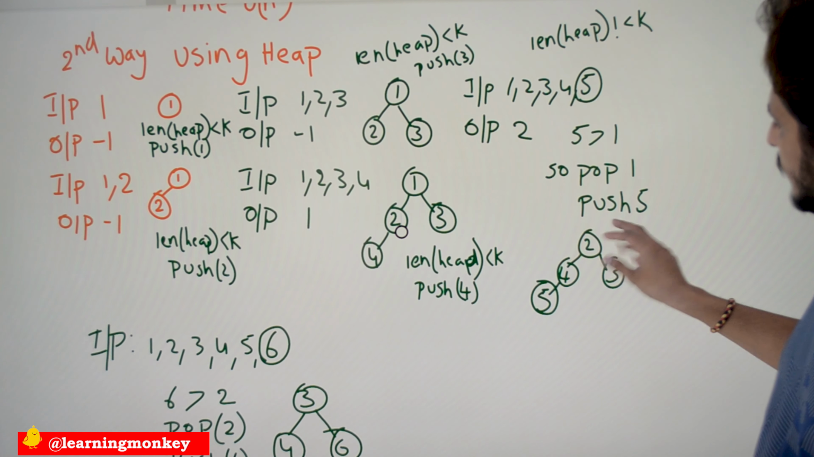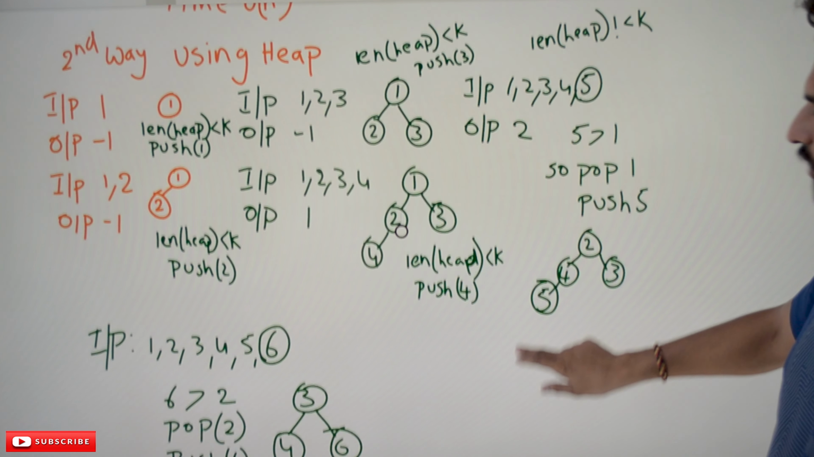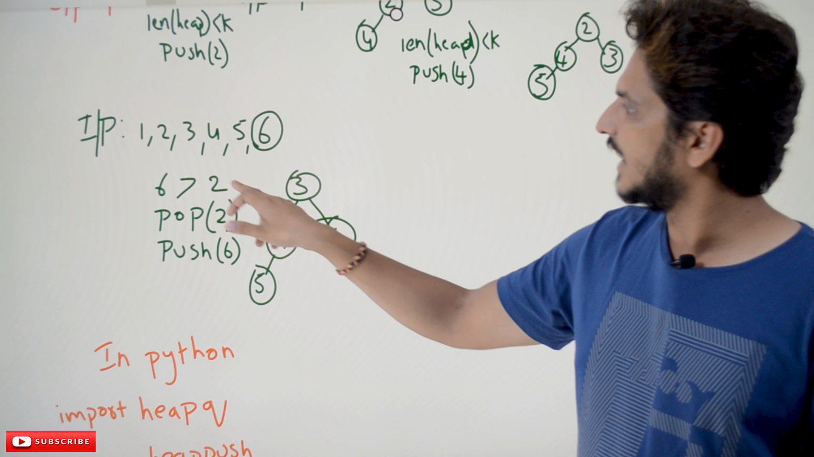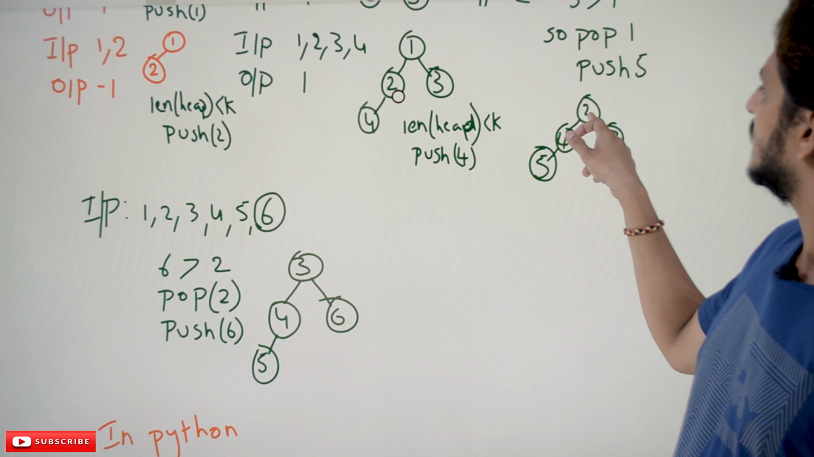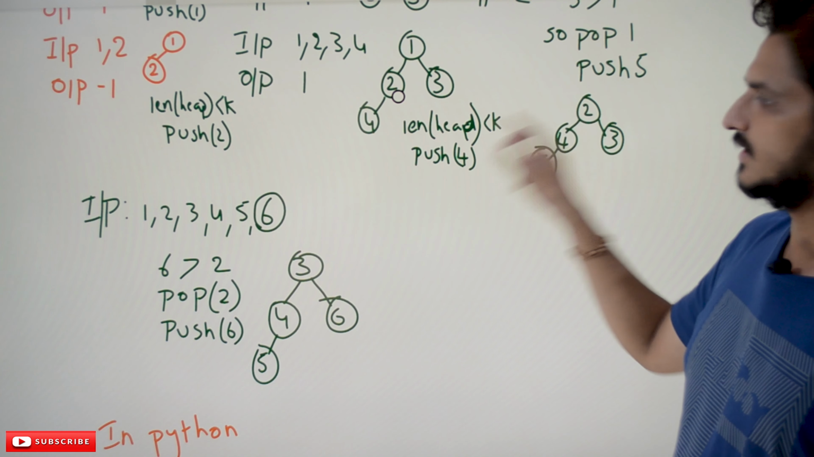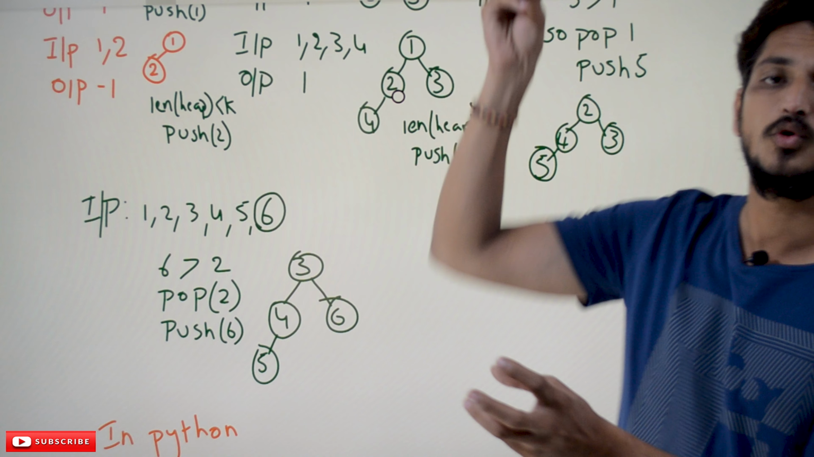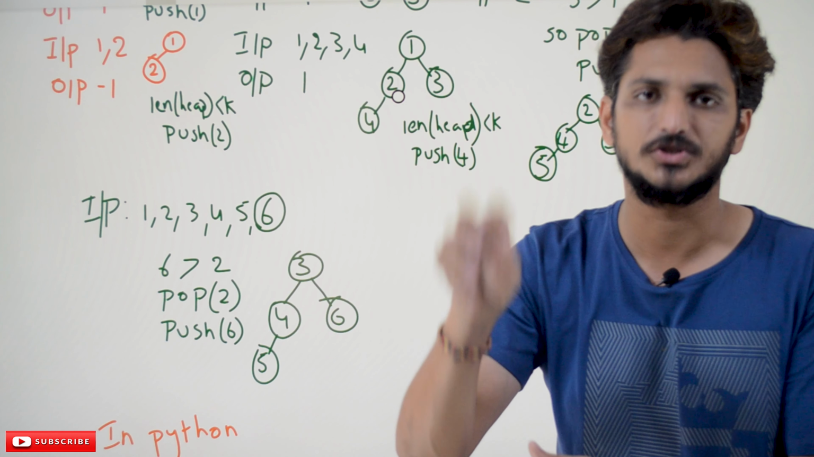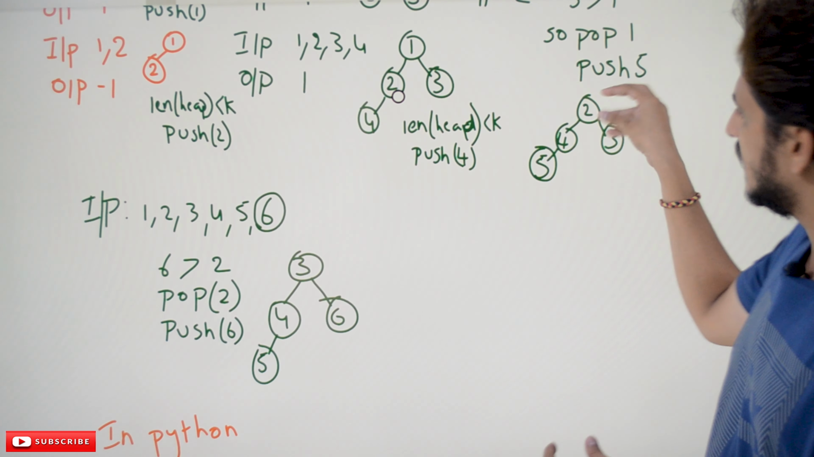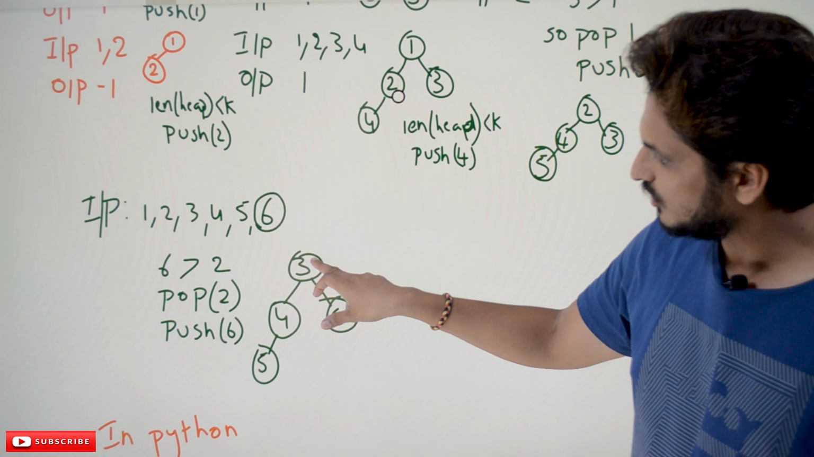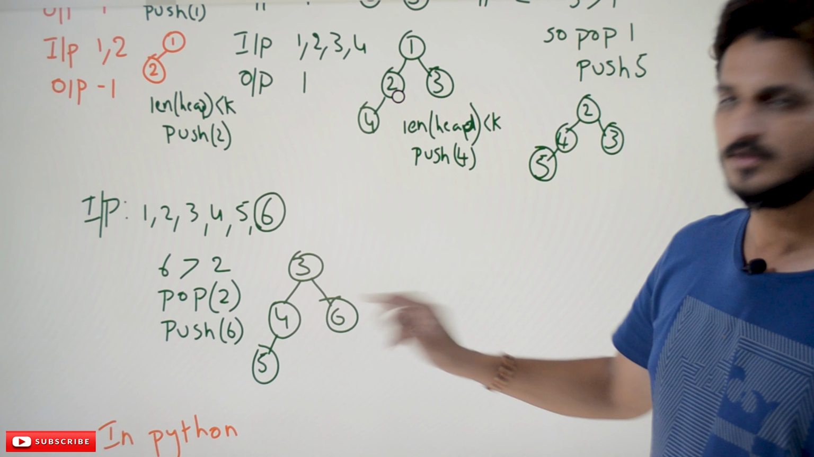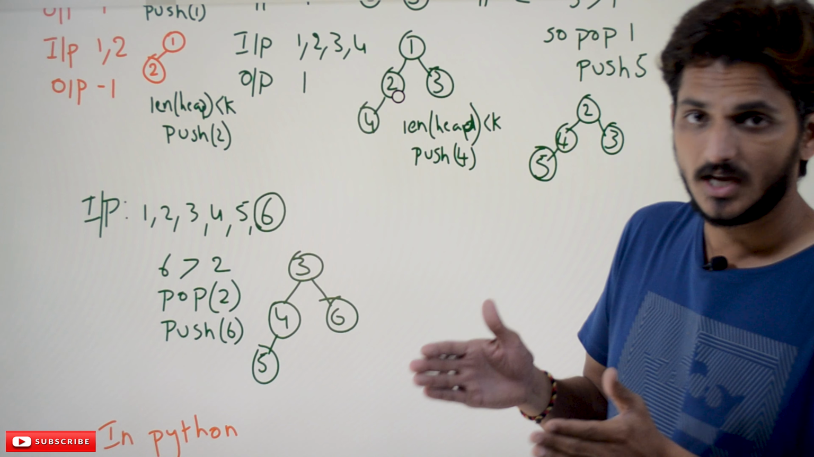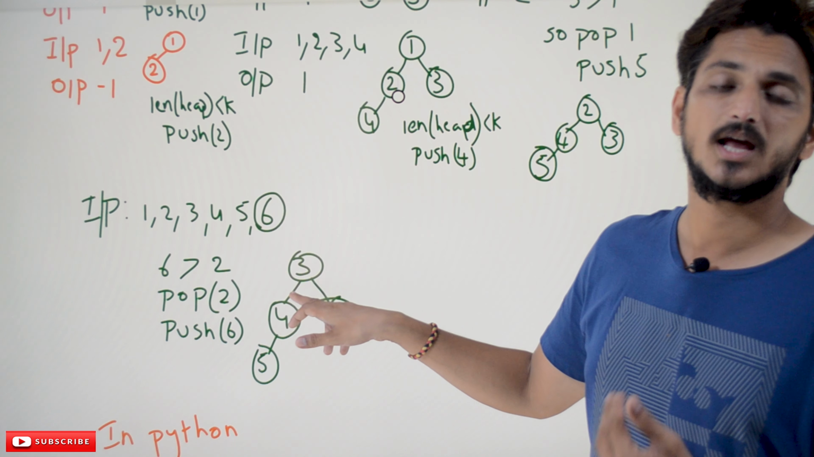Now after adjusting, we have to display 2. Now the next element is 6. 6 is greater than the element present here. What is the element present here? 2. 6 is greater. So remove 2 and push 6. Push means heap push. After pushing the element onto the heap, this is how you are going to get 3, 4, 5, 6. So what's the kth largest element? 3 is going to be the kth largest element.